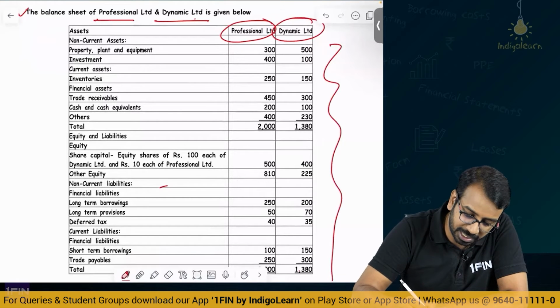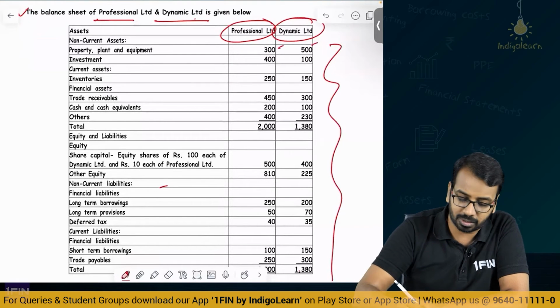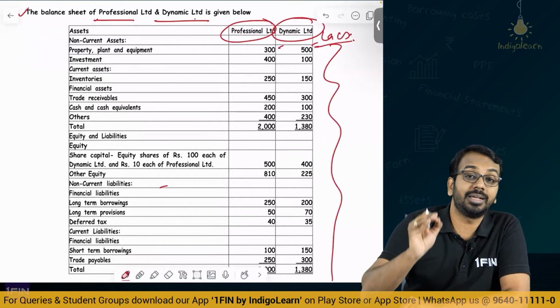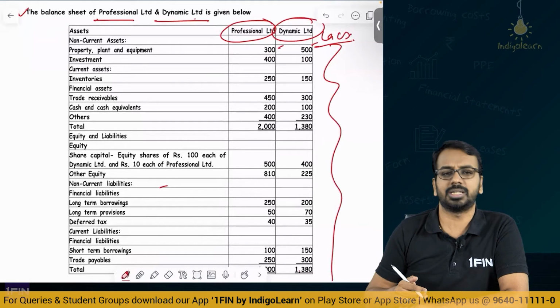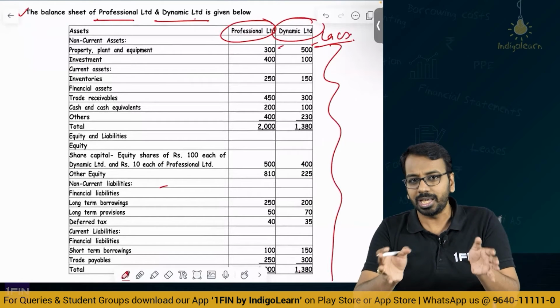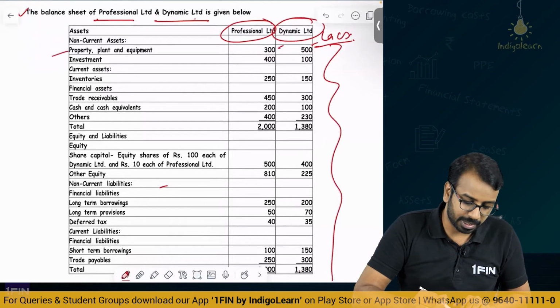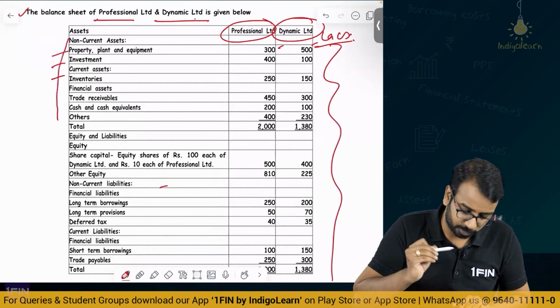So don't waste time reading, okay, 300 here, 500 here, all of that is not required. This is amount in lakhs. No need to waste time in reading the amounts. Just scan the balance sheet and see, is there anything unique, new, different which you must be aware of. So property, plant, investment, current assets, all of these are normal items.